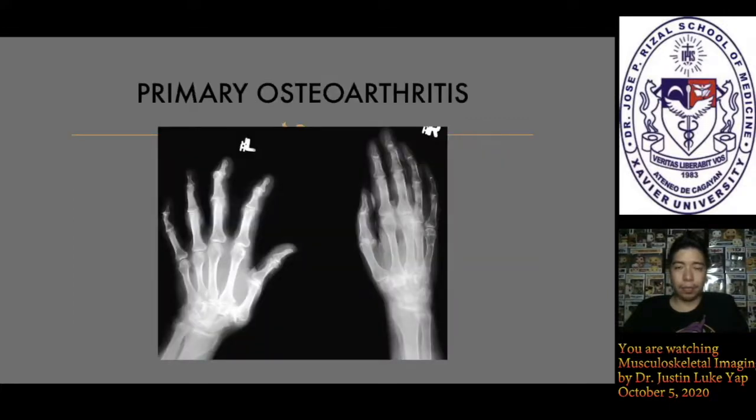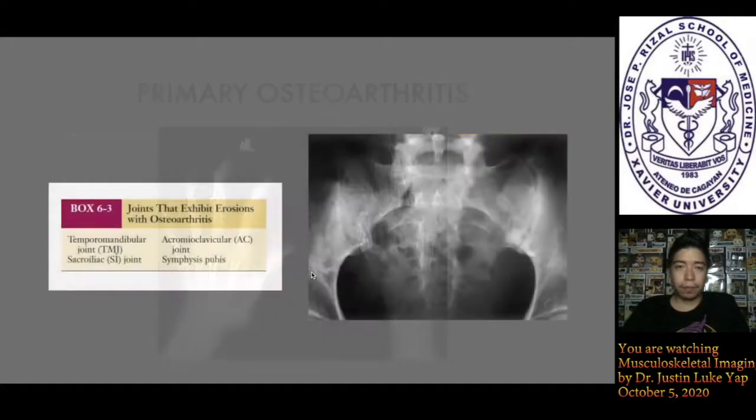Here's another example of osteoarthritis. Now, sometimes there are certain cases in which erosions also develop in osteoarthritis. So we need to look out for these locations. They are particularly the TMJ, the sacroiliac joints, the acromioclavicular joints, and the symphysis pubis.